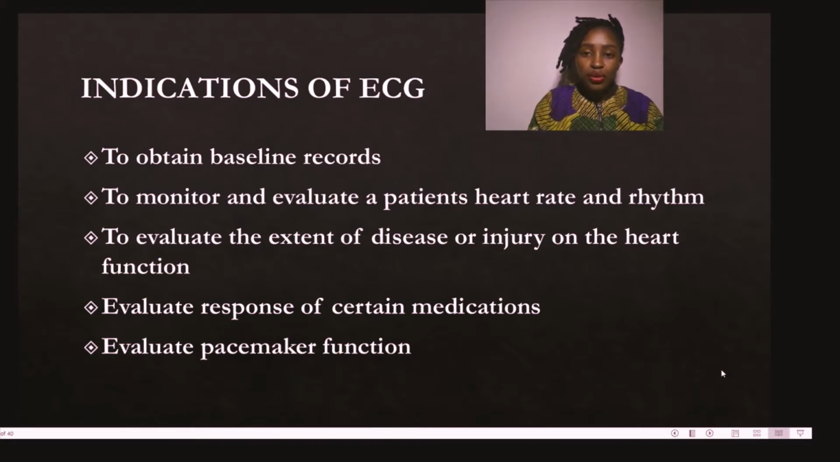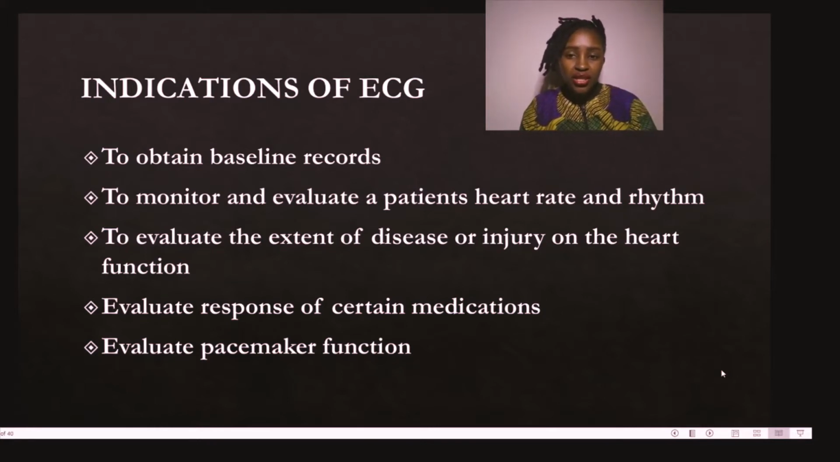Some medications will cause injury to the heart, and some medications are meant to heal the heart. So basically, you can compare the outcomes of certain medications, and that will be on the ECG. For example, in the oncology world, we have some medications that are so toxic to the heart, or cardiotoxic, and over time you will be required to do ECGs just to evaluate if there is any loss of function or any dysfunction of the cardiac muscle after treatment with these medications over time.